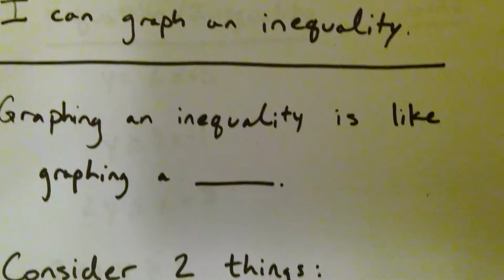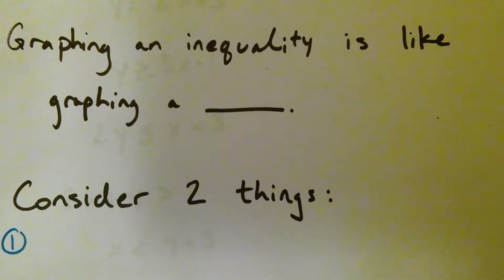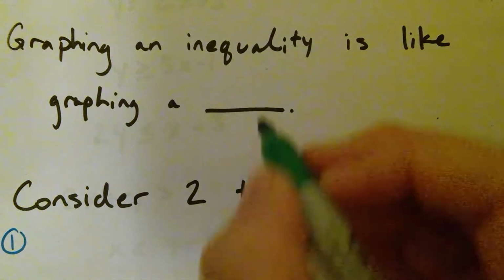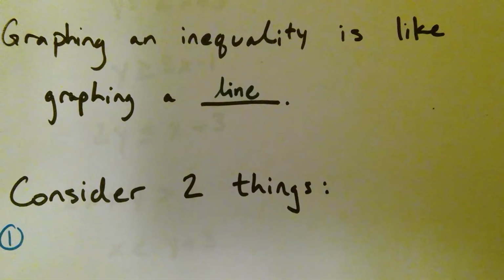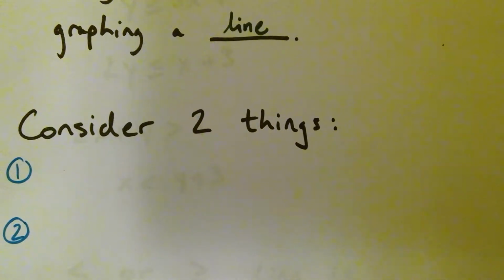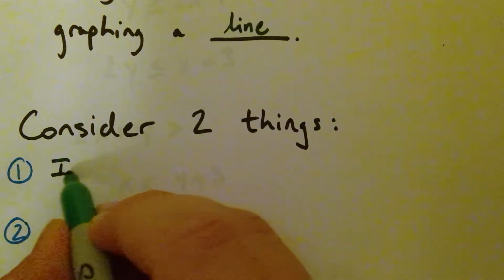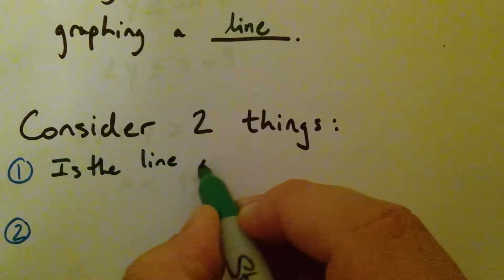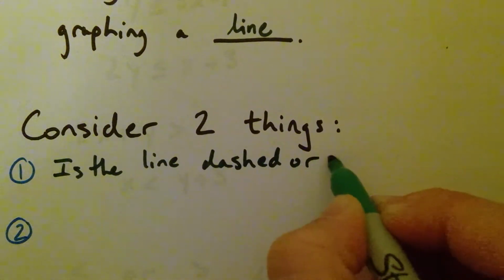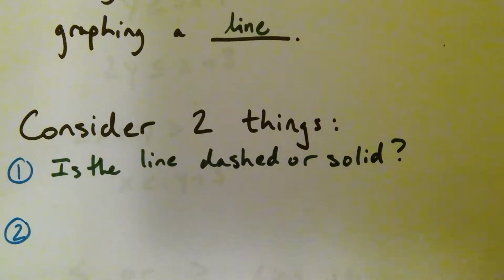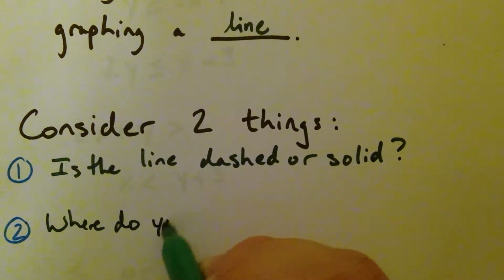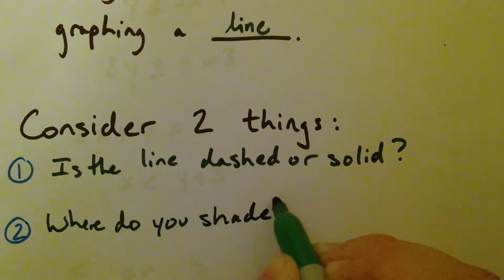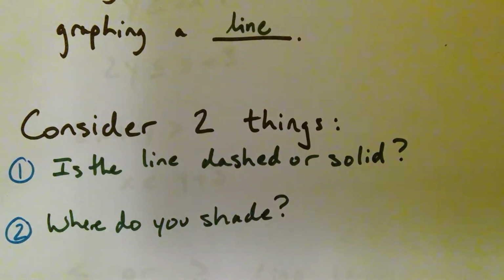So, we're going to start graphing inequalities, and before we even get to graphing them themselves, they're really similar to graphing a line. Graphing an inequality is like graphing a line. The only difference is we have to consider two things. The first thing is whether the line is dashed or solid, and we'll talk about that. And the second one is where do you shade? That might not necessarily be something that we know yet, but we'll cover that.